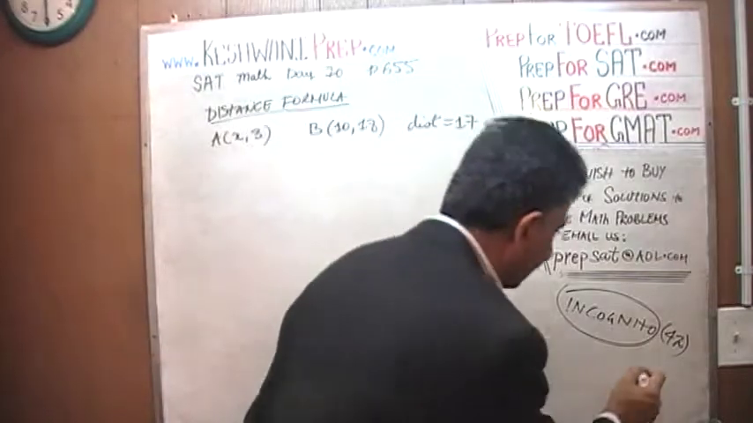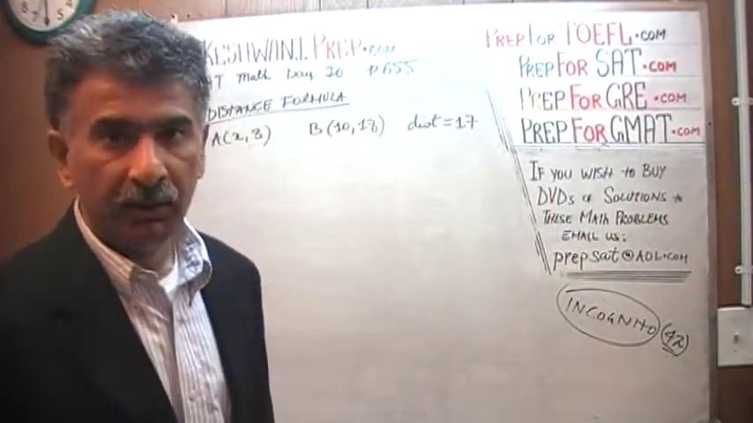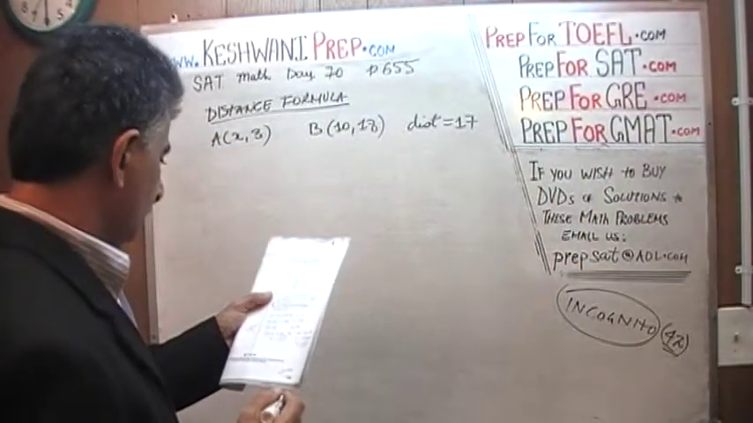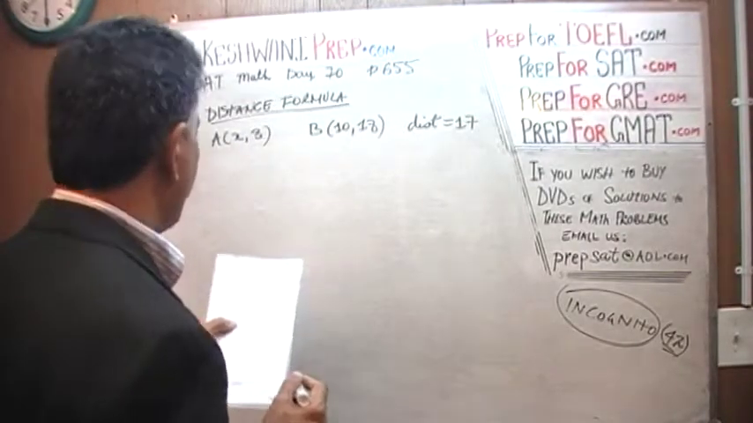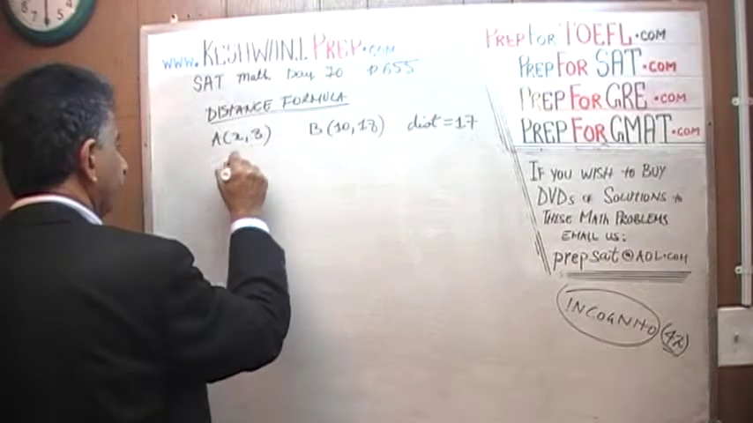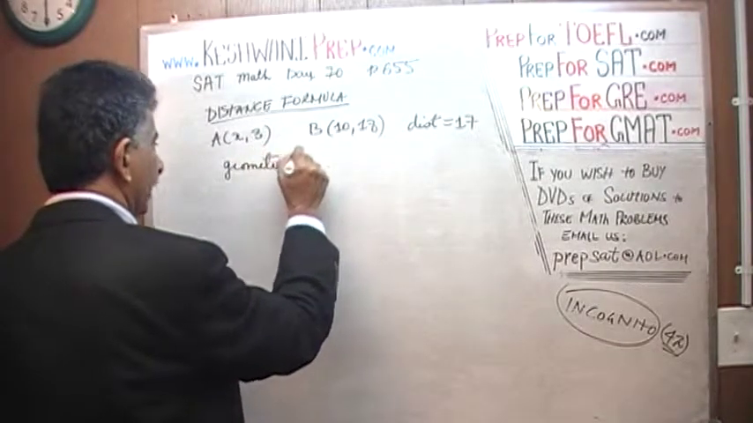Incognito was the word that we learned on day number 42 in our vocabulary lesson. So here's the video I would like you to watch. The video is, just type in geometry for SAT. Geometry for SAT.